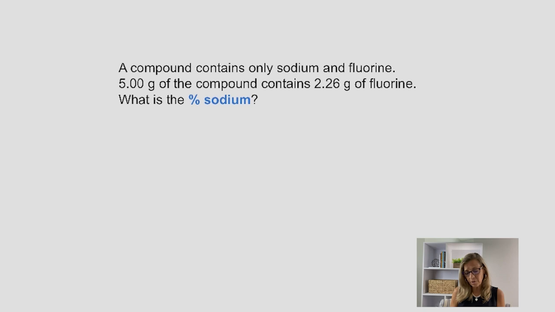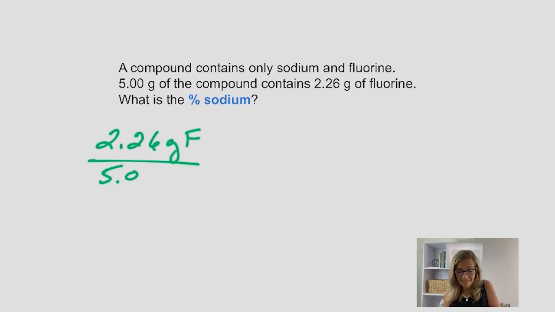Now let's work one more little question, just to give you a thorough understanding. We have a compound containing only sodium and fluorine. 5 grams of the compound contains 2.26 grams of fluorine. What is the percent sodium? Well, I don't know how you see it, but I think I can find the percent that is fluorine really quickly. I know there's 2.26 grams of fluorine divided by total times 100.